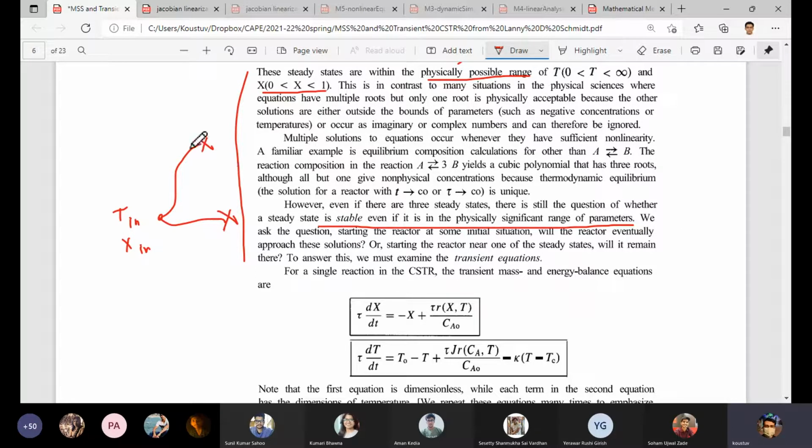But since we have found out that these two equations together result in 3 different steady states, that means given a chance, or given a situation at the starting point, that means at the startup of the system, at the initial conditions at t equal to 0, if we have some temperature and x, then if we start from there, it should ultimately reach one of the steady states eventually. But does it happen so? That is question 1 that we are asking.